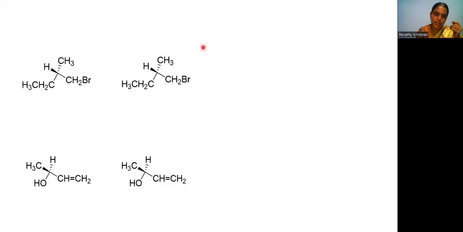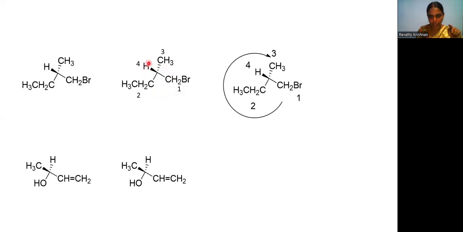Here, let us consider this example. We can assign the priorities. This is 1, this is 2, this is 3, and this hydrogen is 4. But what is happening here? The lowest priority is not on the dash line. Visualizing from the lowest priority, it gives a configuration as clockwise direction. We are expecting it to be R, but it is not R.